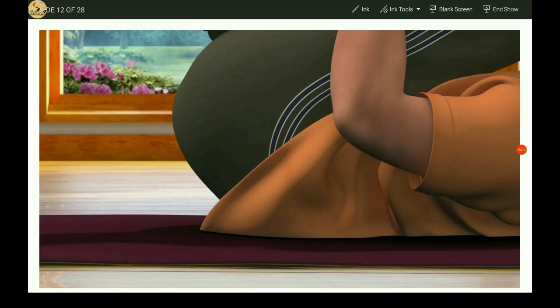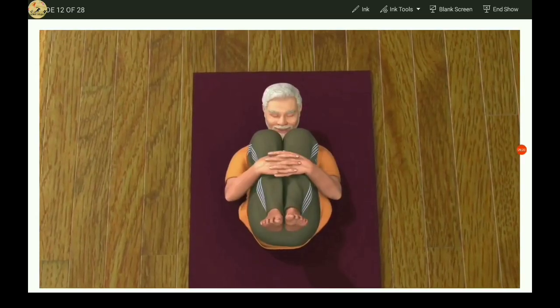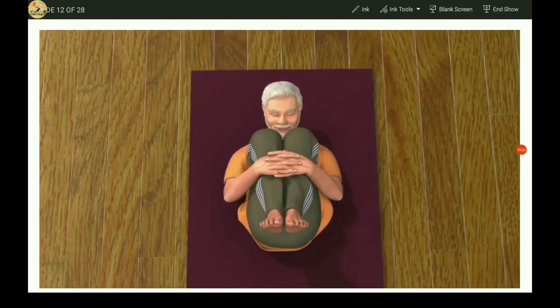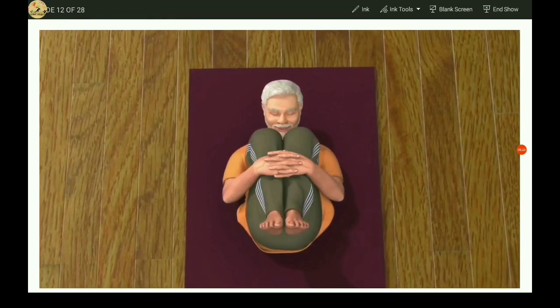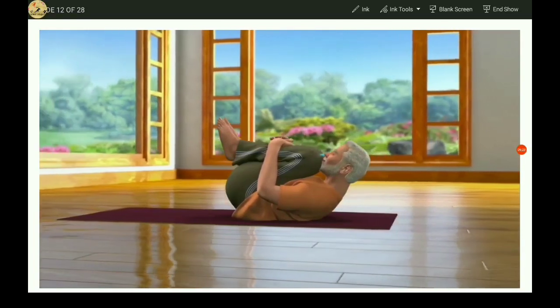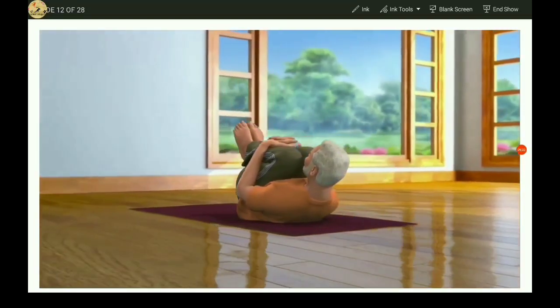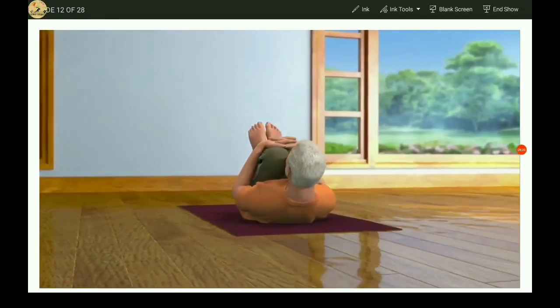Maintain this pose. While doing this, you will experience stretching in your lumbar region. Keep your eyes closed and focus your thoughts completely on your lumbar region. While breathing in and out normally, stay relaxed in this pose for some time. Now the benefits.